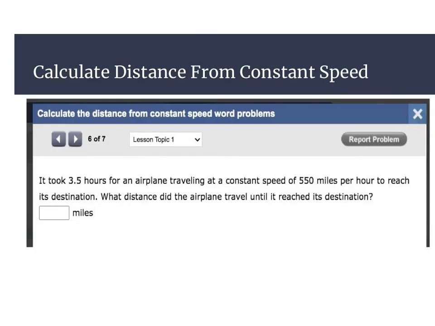This next question is similar to the past questions. If it took 3.5 hours for an airplane traveling at a constant speed of 550 miles per hour to reach its destination, what distance did the airplane travel until it reached its destination? Once again, let's set up our line equals line. We're setting up our proportion. We've got our miles to hours, and we know that an airplane will go 550 miles per 1 hour. Well, we know that this airplane went for 3.5 hours. So how many miles did it go?